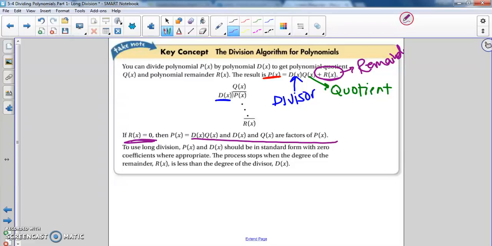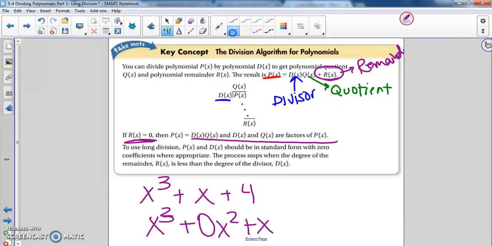Then, if our remainder is 0, then the polynomial is equal to our divisor times our quotient, so our divisor and quotient are factors of the polynomial we started with. And to use long division, p of x and d of x should be in standard form with zero coefficients when appropriate. What that means is if I have x cubed plus x plus 4, I'm missing the place value of x squared. So when I'm writing this as my polynomial dividend, I would want to write x cubed plus 0x squared plus x plus 4. So now I have that placeholder of x squared.